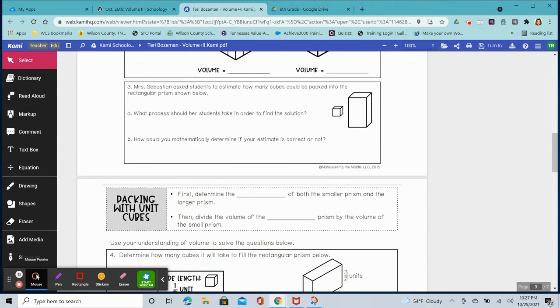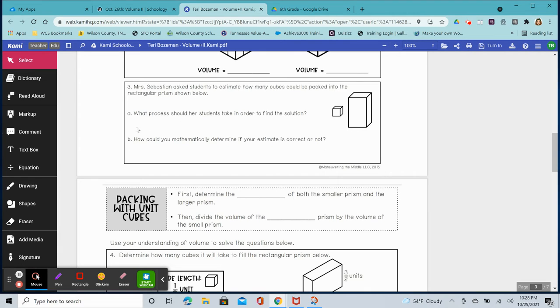For number 3, it says, Mrs. Sebastian asked students to estimate how many cubes could be packed into the rectangular prism shown below. What process should her students take in order to find the solution? How could you mathematically determine if your estimate is correct or not? So, here is the small unit cube. They are to estimate how many cubes can be packed into this rectangular prism.